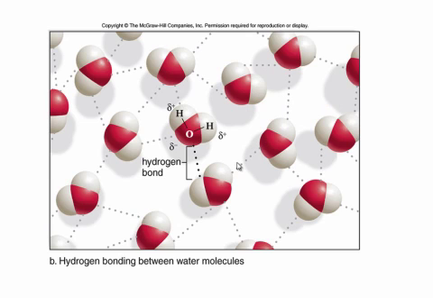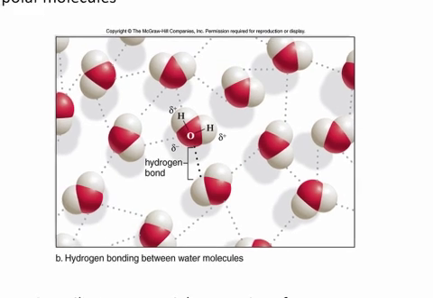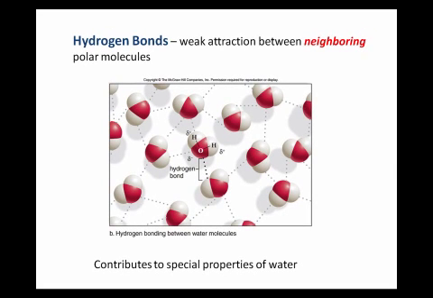These are very, very weak, but there's just so many of them, and they're very, very important in biological systems. Water is a very polar molecule because of the polar covalent bond, and the polar covalent bonds allow these hydrogen bonds between neighboring molecules. We need to discuss water and some very important characteristics of water, and the fact that it is a small, bent, polar molecule that participates in these hydrogen bonds is responsible for the special properties of water that we'll be discussing next.